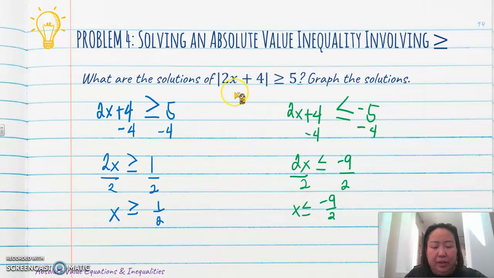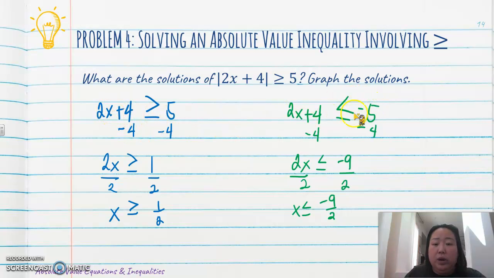So as you can see here, whatever is inside our absolute value expression, as long as the absolute value is by itself, one of them has to be a positive 5. So for the greater than or equal to positive 5, keep the inequality. If it is for the negative 5, then you have to switch the inequality.